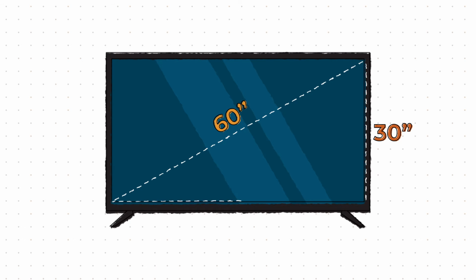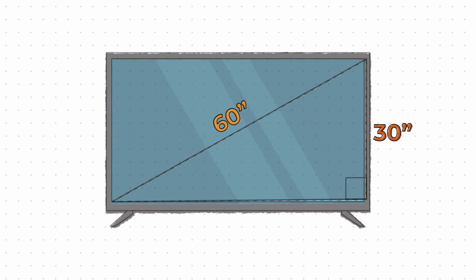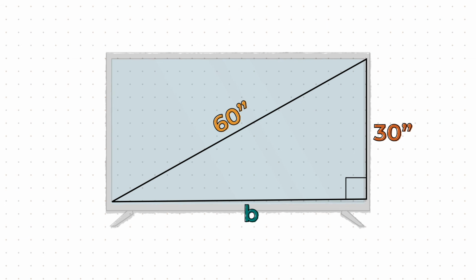But you know the diagonal length of the TV is 60 inches. And you know the height is 30 inches, you need to find out the width of the TV. So you can know what size of stand you need to buy. Or maybe you want to put it up on the wall. Now looking at the TV, we see that these measurements form a right-angled triangle. So we could use the Pythagorean Theorem to find out the value of the missing side.